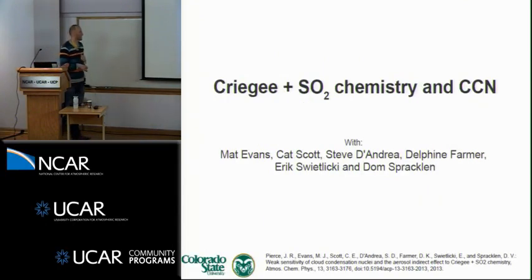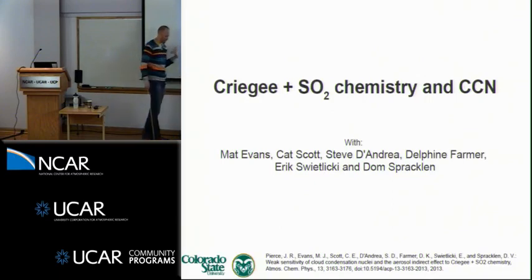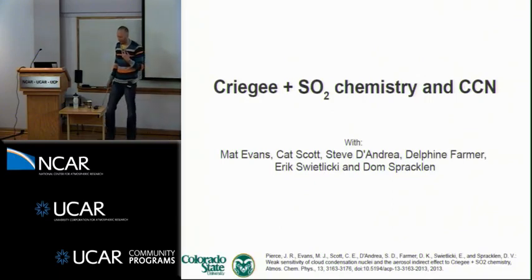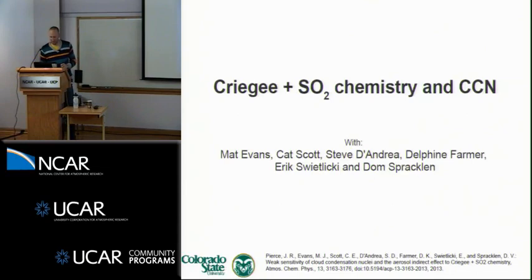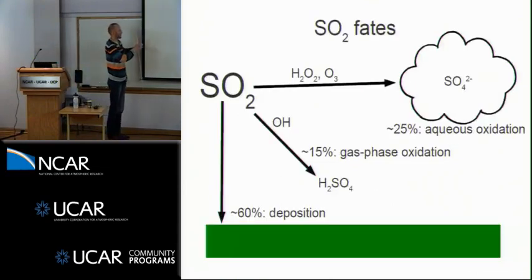So now I want to switch gears a little bit and talk about this Criegee intermediate plus SO2 chemistry and CCN. About a year ago, Dom Sprackland and I were talking at a meeting about a pair of papers that came out in Science about Criegee plus SO2, and we thought, well, we have the tools to determine what this means for climate, and this is what came out of that. Organics are going to be part of this, but a big portion deals with SO2, so I'm going to take it back a step and talk about SO2 fates in the atmosphere.